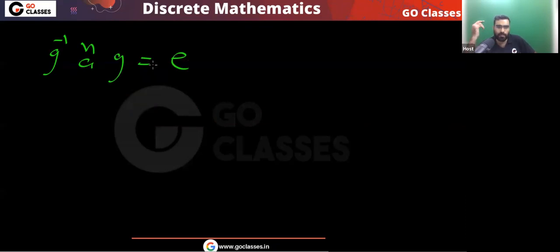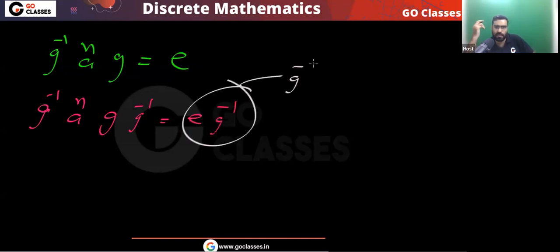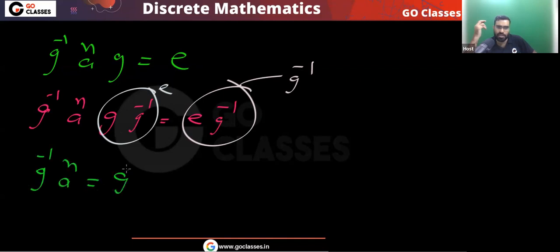Now you can multiply both sides with G inverse. Let's multiply both sides with G inverse. A power n G G inverse is equal to G inverse, and this G G inverse is the identity element. So from here, what you got? You got G inverse A power n is equal to G inverse.